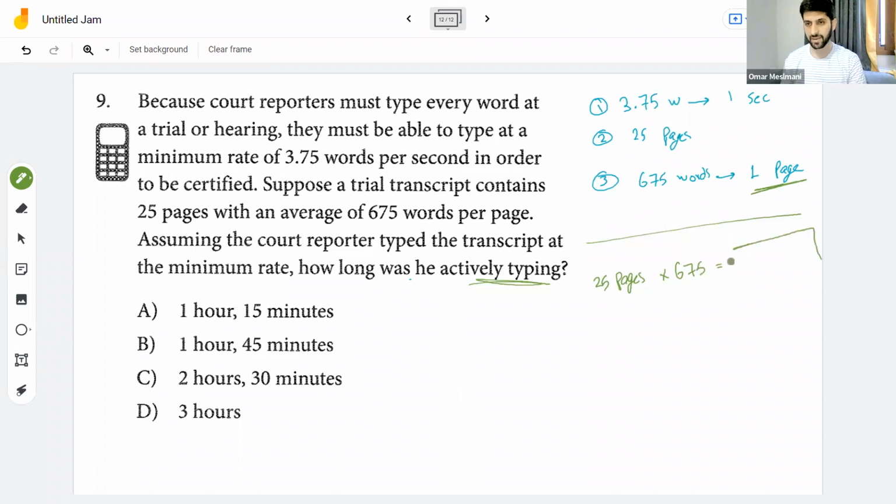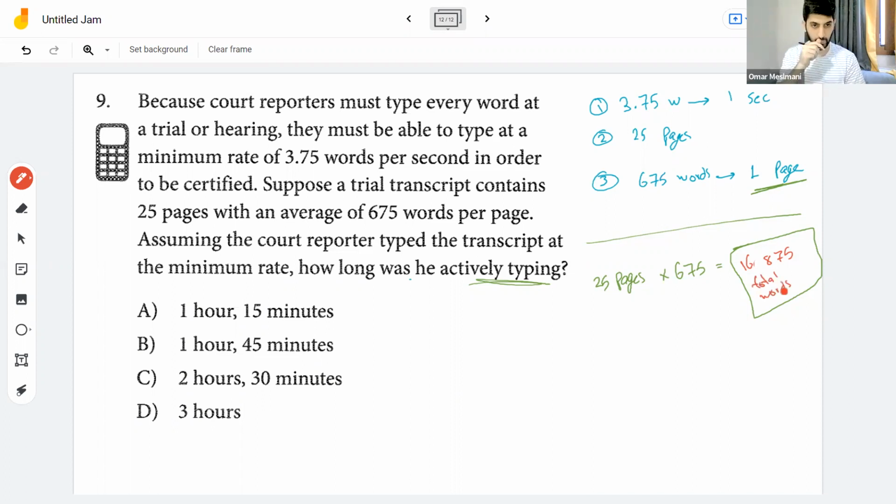And by the way, what does this number stand for? This number represents the total number of words that we have. Okay, so please, someone with a calculator, tell me the answer. 16,875. Okay, so again, what does this represent? 16,875 represents the total number of words that we have.